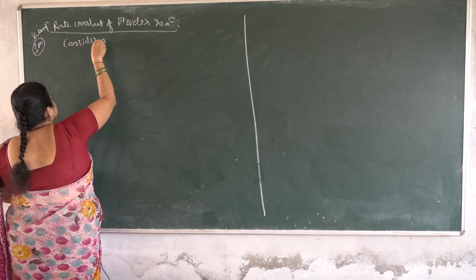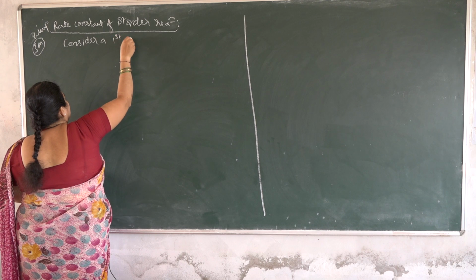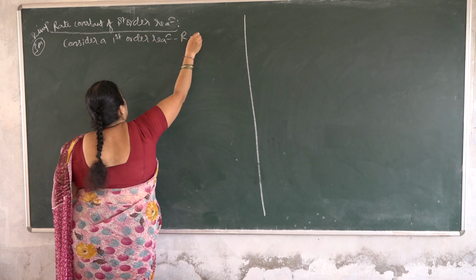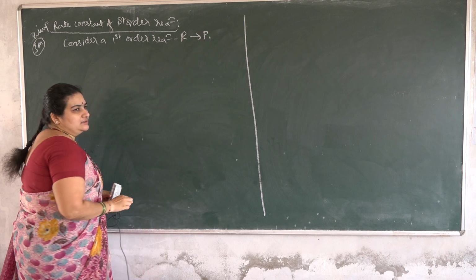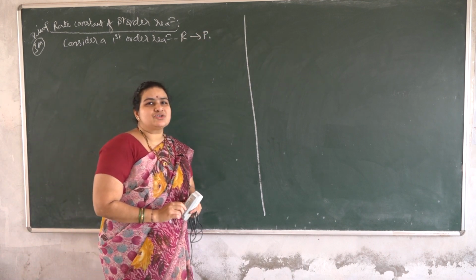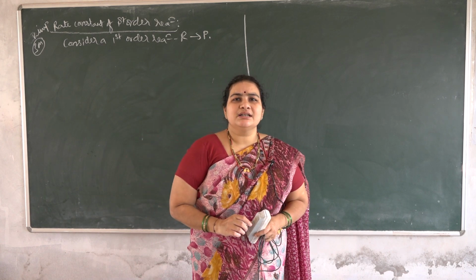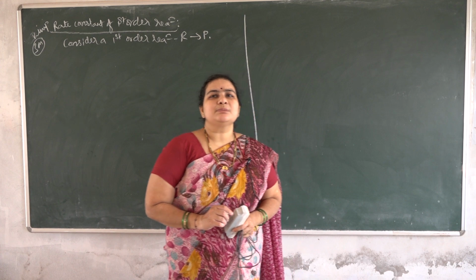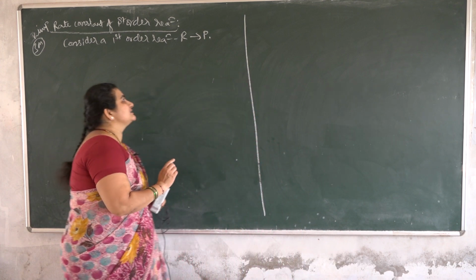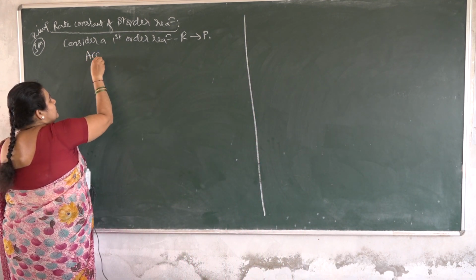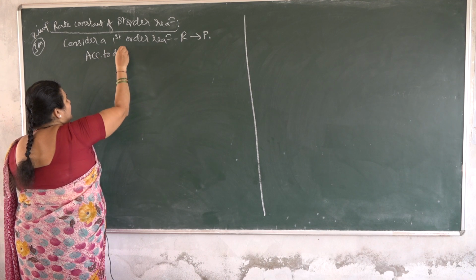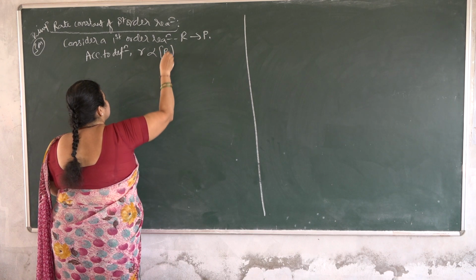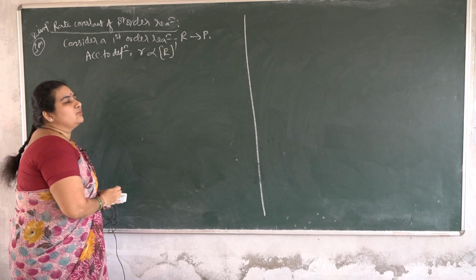Consider a first order reaction, R giving rise to P. So, what is the definition of first order reaction? In the definition, we have given that the rate of the reaction is proportional to the first power of concentration of reactants. So, according to the definition, rate is proportional to concentration of R raised to 1.